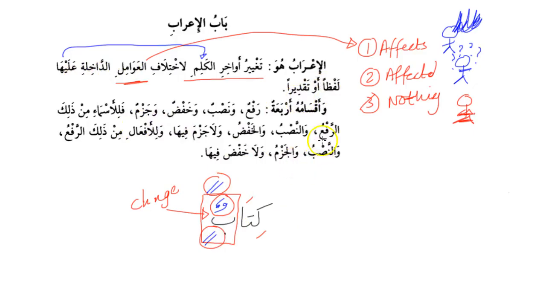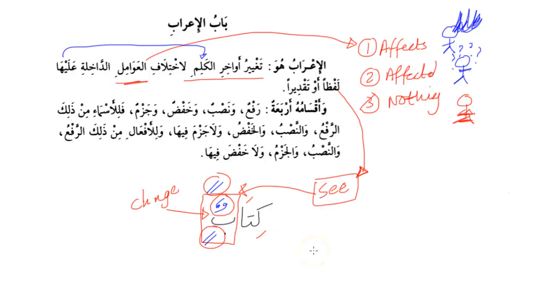لفظا أو تقديرا means that for some words in the Arabic language, physically you can see a change. For example, the word kitab. If you saw dhamma there on one occasion, fatha on another, and kasra on another, you can actually see the change take place. It's visible. So lafzan you can say is visible; a visible change takes place.